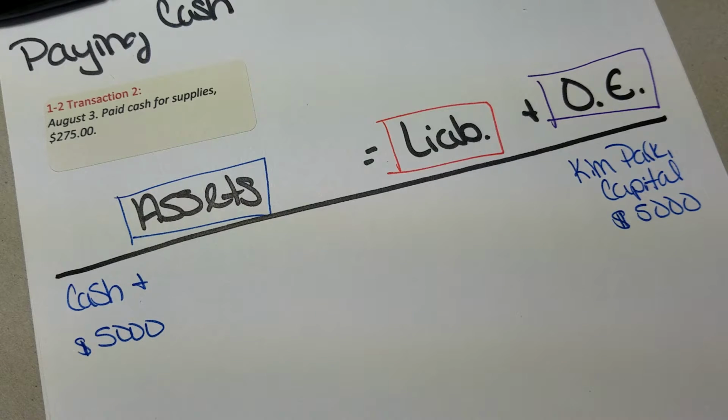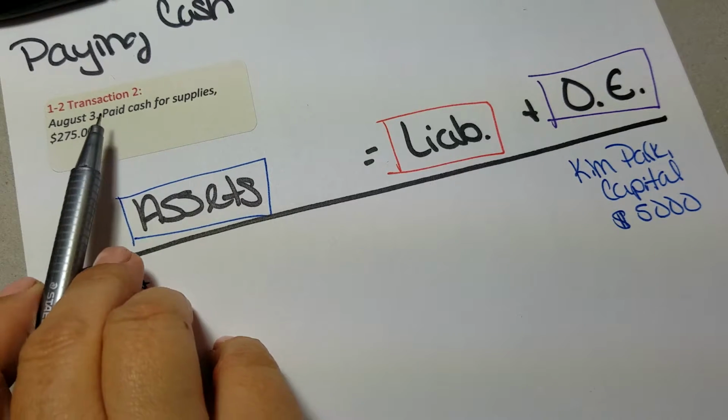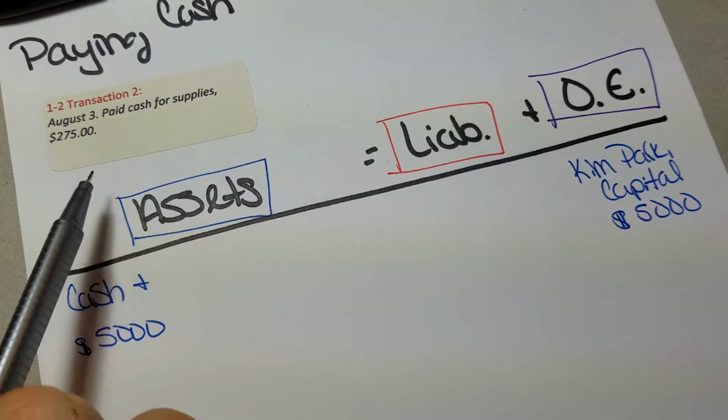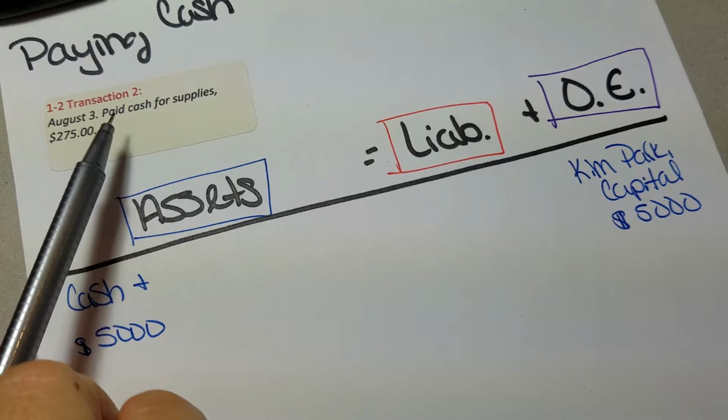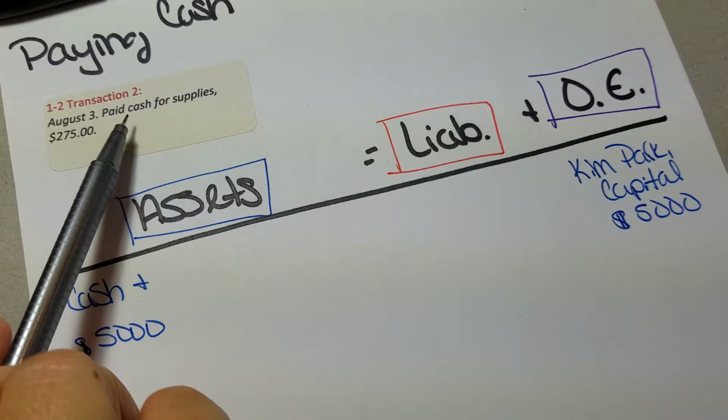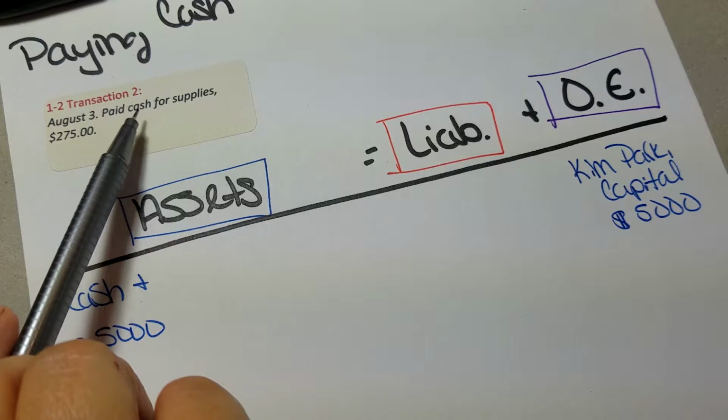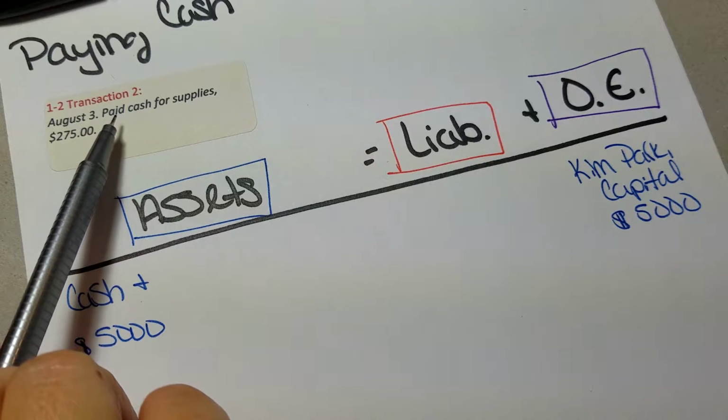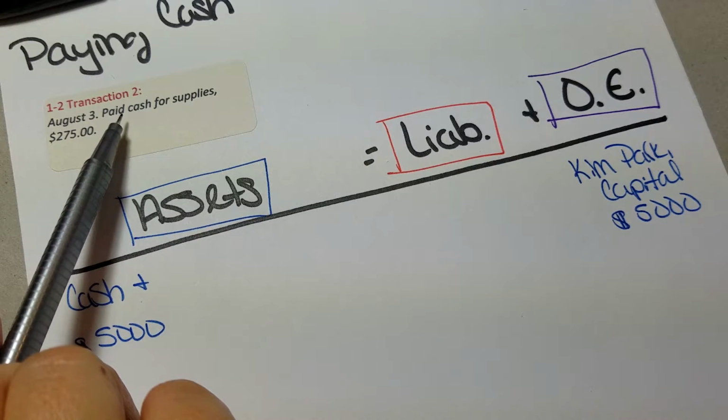So in this one, it says we paid cash for supplies. So we've got to pick out what is our two accounts we're going to be using. You're going to always have two accounts. Sometimes you may have more than two accounts. But two is typically what you're going to use.